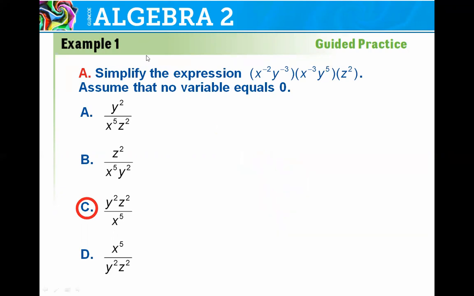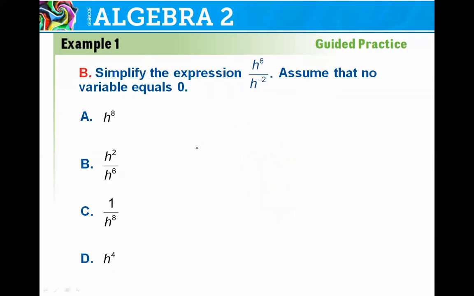We are going to the next example. Omar, good morning, my friend. Good morning, Mister. Okay, Omar, we need to read this example, please. Simplify the expression h power 6 over h power negative 2. Assume that no variable equals 0.